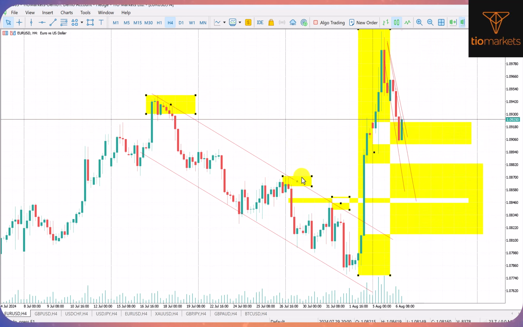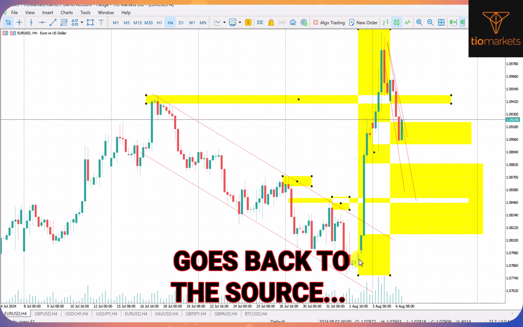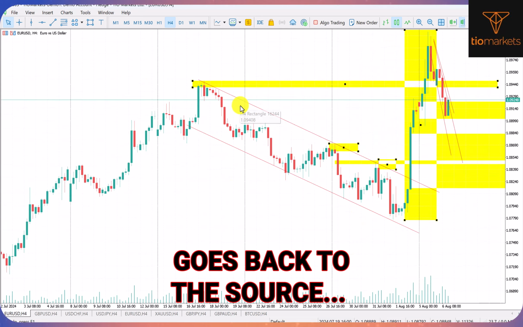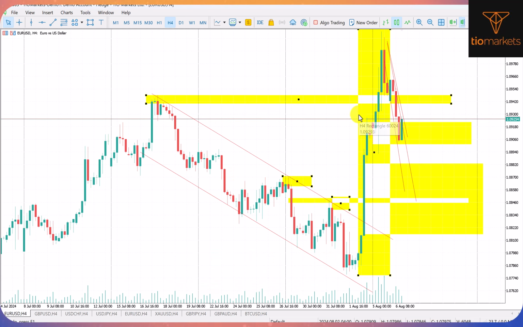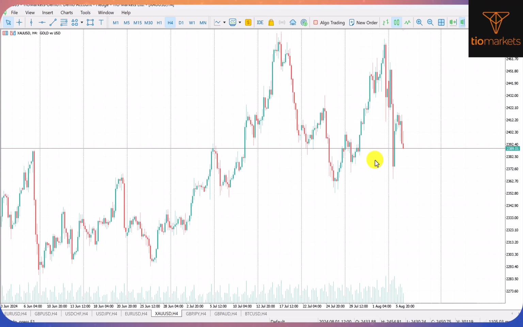So if you see, most of the times when the channel breaks, it goes all the way to the beginning of the channel. Like in this case, you see that this was the initiation of this channel, right? So when price breaks here, it breaks everything in this area and goes for that particular zone, as you can see. So this is what you are seeing on GBP, on Euro USD. And I want to show you something on gold here and how you could have traded this particular one.